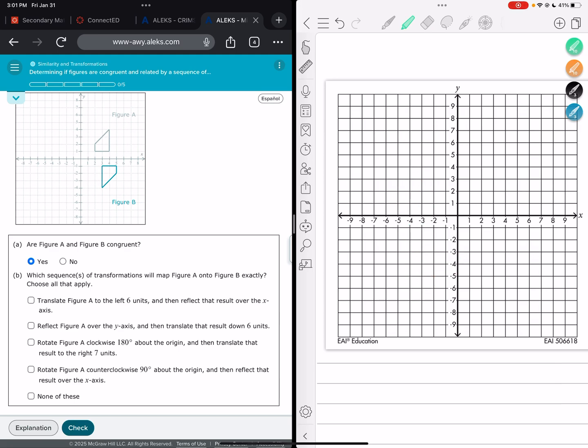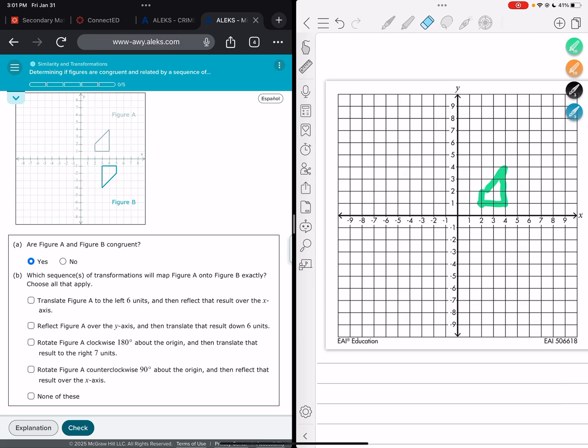Then I'm going to do the next one. If I take figure A and I reflect it over the y-axis, so it's starting here, reflect it over the y-axis, that means that I get right this shape. Then I'm going to translate it down 6 units, so then it goes like this. Okay, that again doesn't work. That's not B, so not that one.